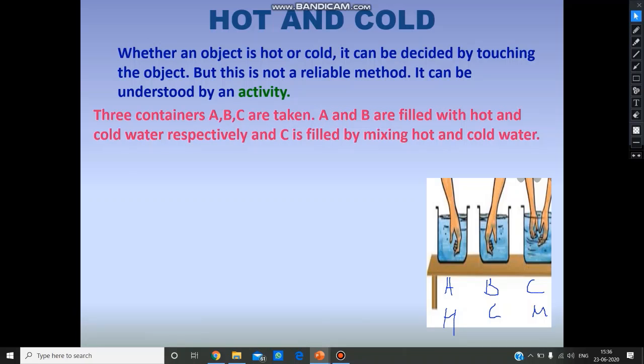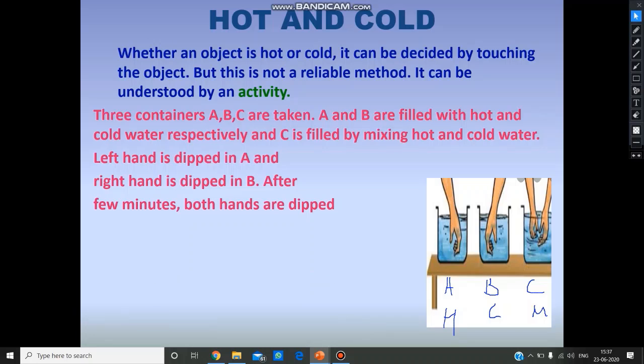Let's continue with the activity description. We have already mentioned the three containers A, B, C. A is filled with hot water, B is filled with cold water, and C is filled by mixing hot and cold water. What you have to do: the left hand of the person is first dipped in container A and the right hand is dipped in container B. After a few minutes, both hands are dipped simultaneously in container C.